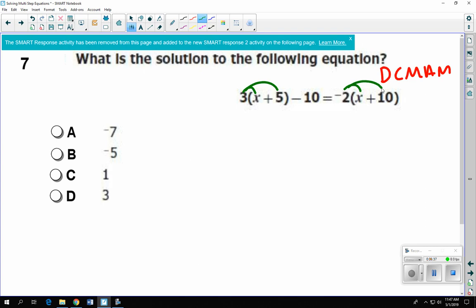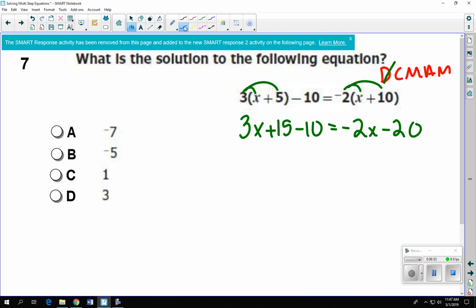I'm going to go ahead and distribute that negative 2 as well. So I'm going to get 3x plus 15 minus 10 is equal to negative 2x minus 20, because we know a negative times a positive is a negative. So I've completed my distribution.